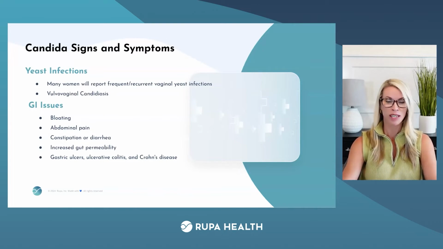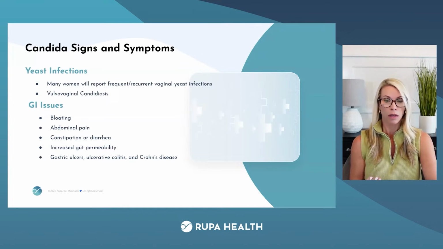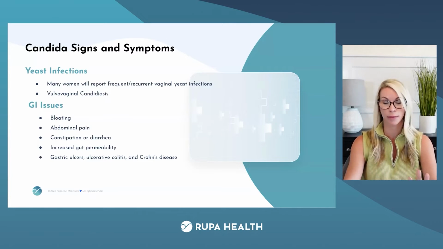A lot of times you're going to see women who are coming in with frequent or recurrent yeast infections. Candida can affect not only the mucosa, it can also go into the tissues. But when we think mucosa, not only do we think GI tract, we should also be thinking the vaginal. It's actually estimated that 1 in 5 women have Candida in their vaginal tract without having any symptoms. So it's pretty common that you're going to find it there.